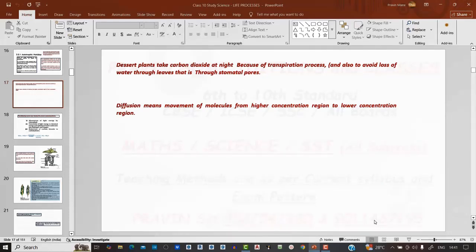Desert plants take in carbon dioxide at night because of the transpiration process.